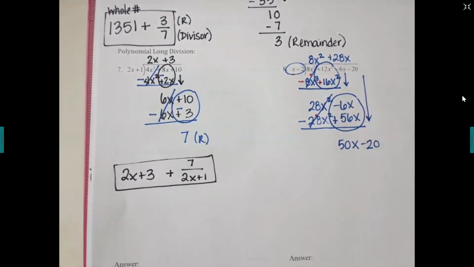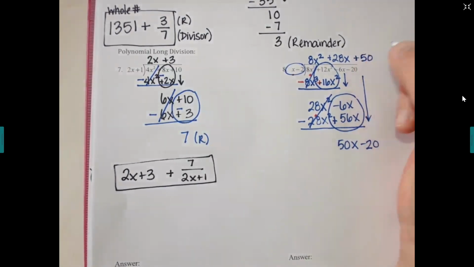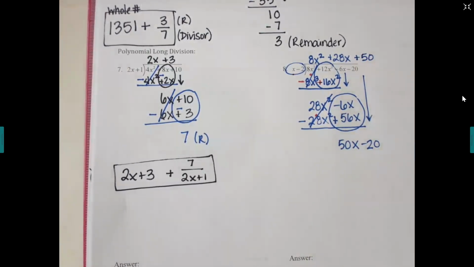And then I asked myself the same question we've been asking. What does my x have to times by to perfectly match a 50x? I just need the 50. I don't need any more x's because I already have an x in front, and I don't want to turn it into a squared or anything. I want to keep it 50x. 50 times x is 50x.